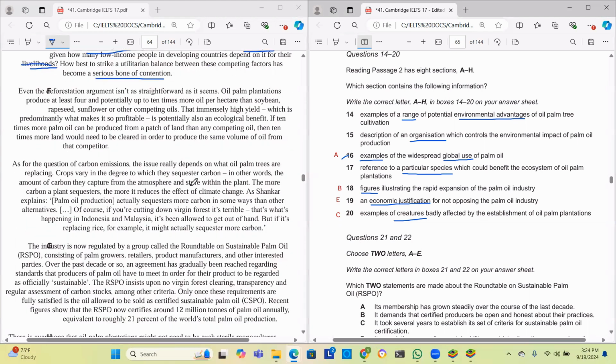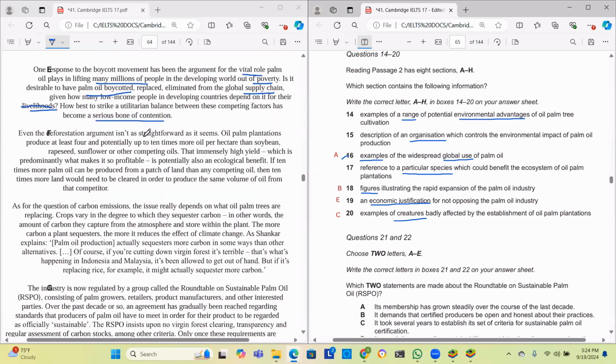Now let's go to the next one, that is F. Let's see which one is matching with F. So even the deforestation argument isn't as straightforward as it seems. Oil palm plantations produce at least 4 and potentially up to 10 times more oil per hectare than soybean, rapeseed, sunflower, and other competing oils. Okay, now he's talking about the oil production per hectare.